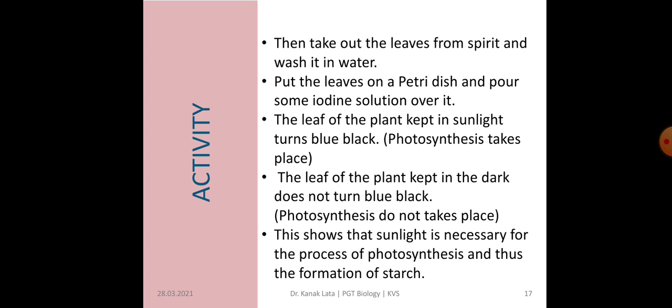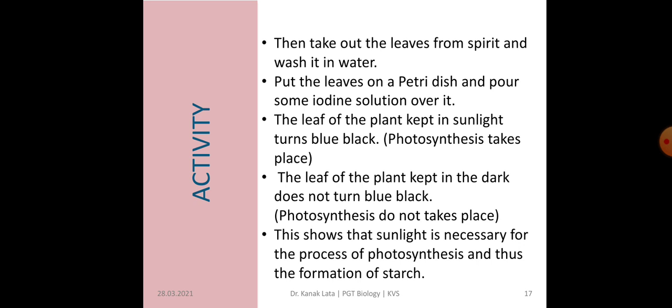And after washing them in water, put both the leaves in a petri dish, or you can also place them on a filter paper and pour iodine solution over both the leaves. Now you will observe that the leaf of the plant which was kept in sunlight turns blue black. Why does it turn blue black? Because here the carbohydrate is prepared by the process of photosynthesis.